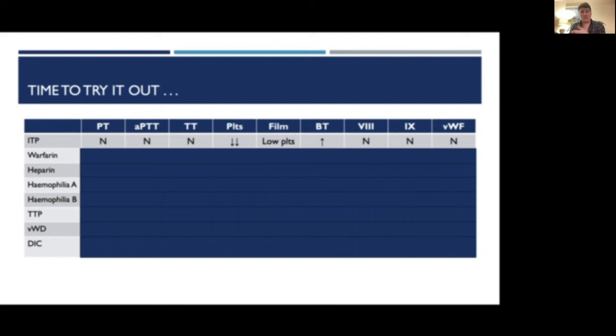And when you look under the microscope, because it's a diagnosis of exclusion, you'll see very low platelet numbers and possibly some very large platelets, some giant platelets.